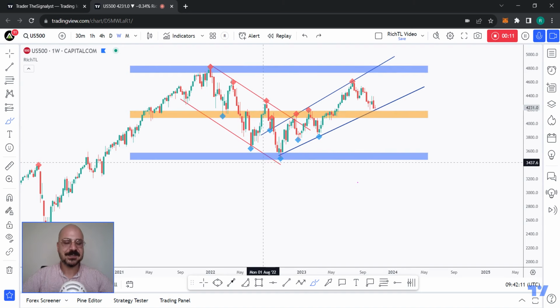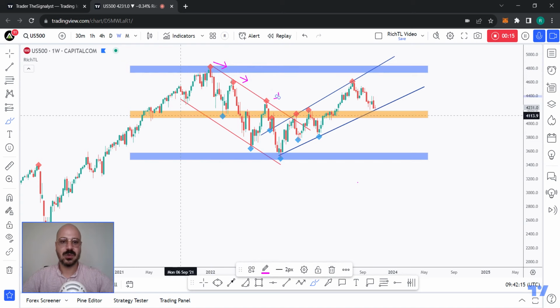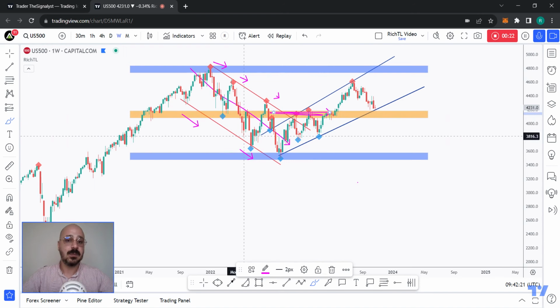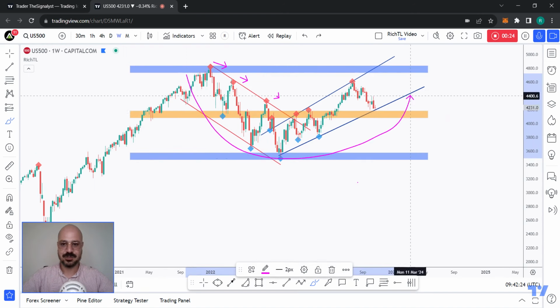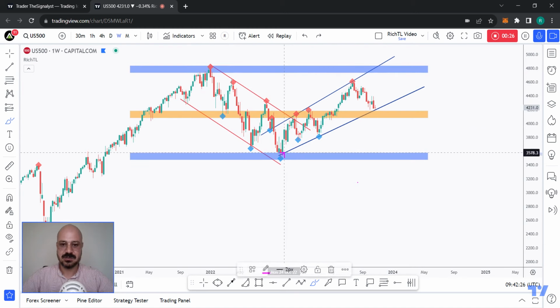So let's get started. As we clearly see, US500 was overall bearish, making lower lows and lower highs, trading inside this falling red channel. However, after breaking above the previous major highs, the momentum shifted from bearish to bullish, and US500 started to make higher lows and higher highs, trading inside this rising blue channel.